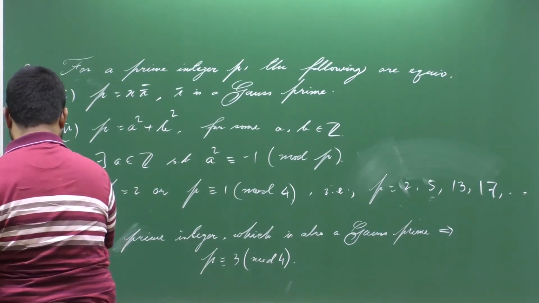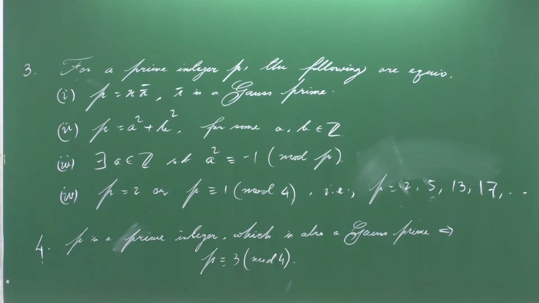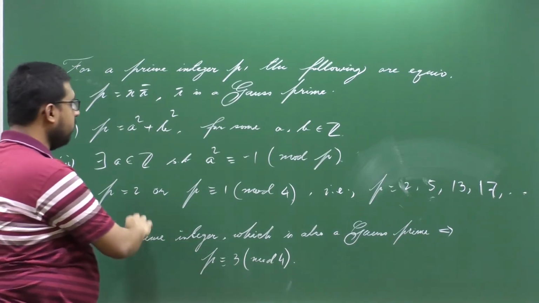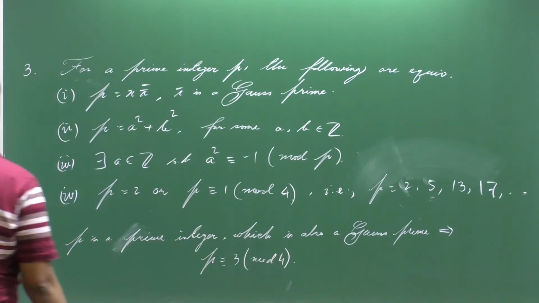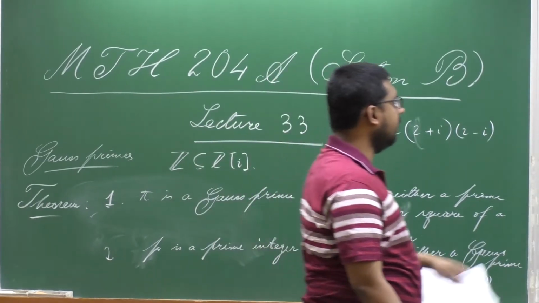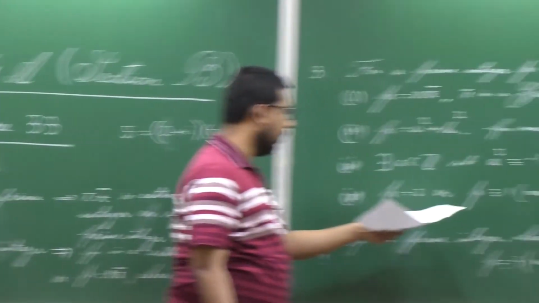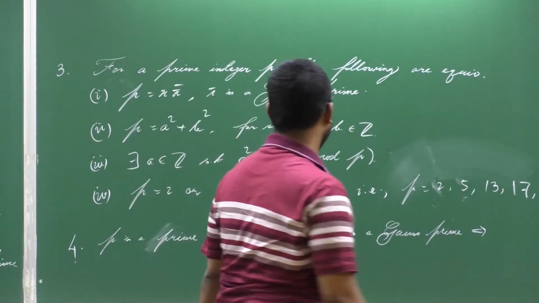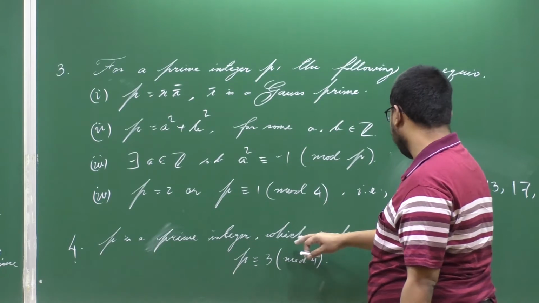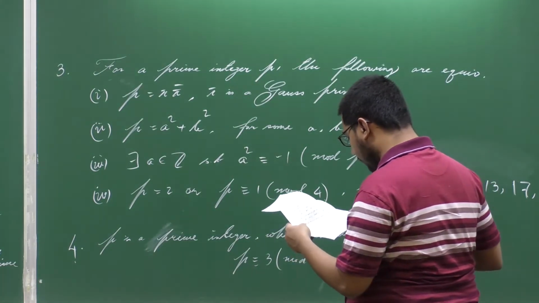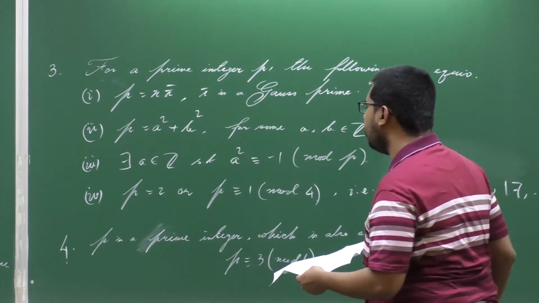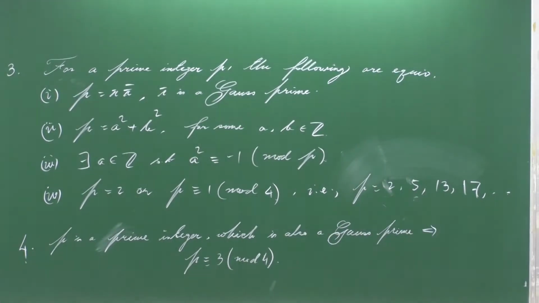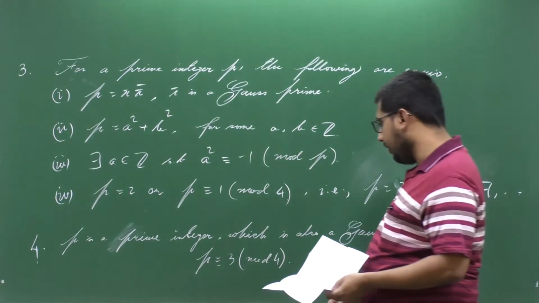So, of course, the fourth one does not require a proof in view of the previous statements, because if p is a prime which is not a Gauss prime, then it has to be of this form by the second part of the theorem, and that immediately forces that p is either 2 or congruent to 1 modulo 4. Therefore, it shows that if p is a Gauss prime, then certainly p has to be congruent to 3 modulo 4. Okay. So, this is quite clear.